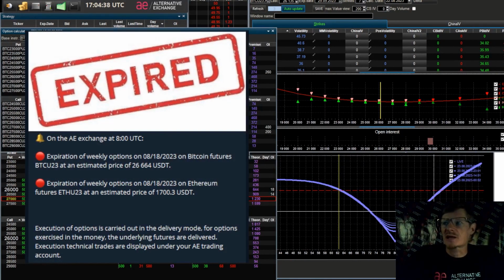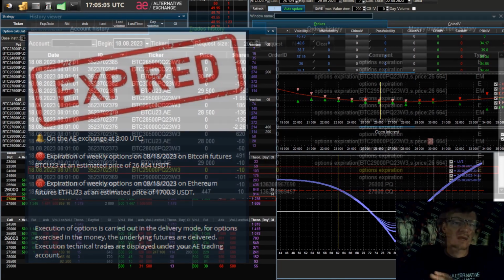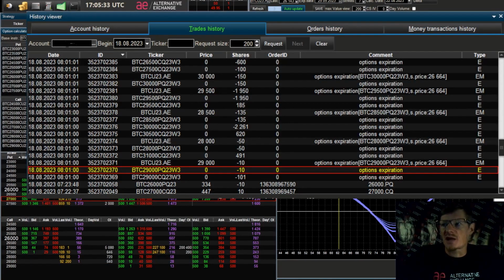First of all, there's a notification at the expiration date at the Telegram channel and AE terminals. You can always open this information. Look at the prices of the expired options. So now look at the last expiration on the August 18th. At the bottom, you can see information about the trades.